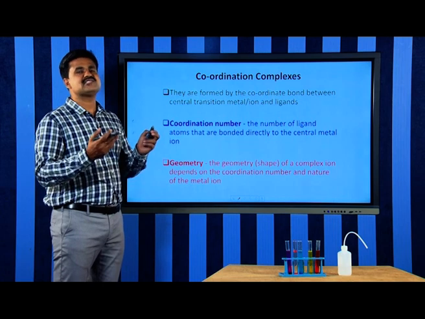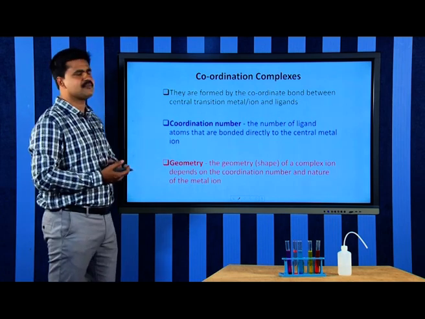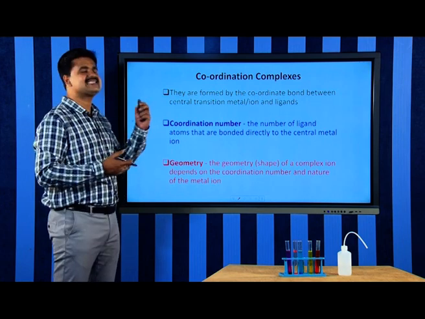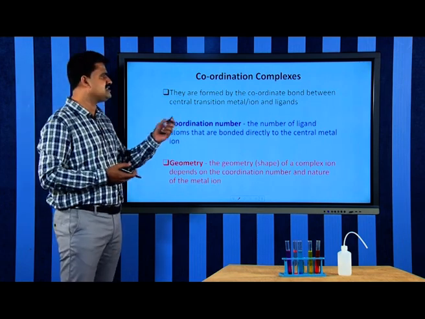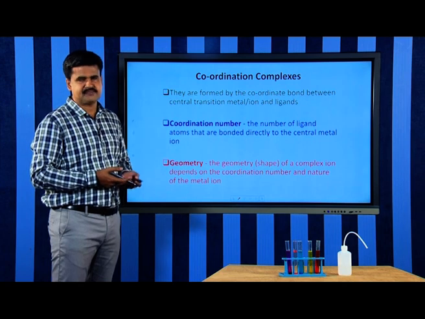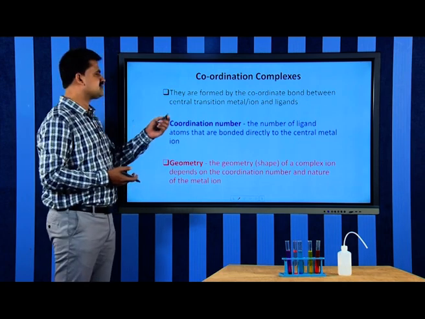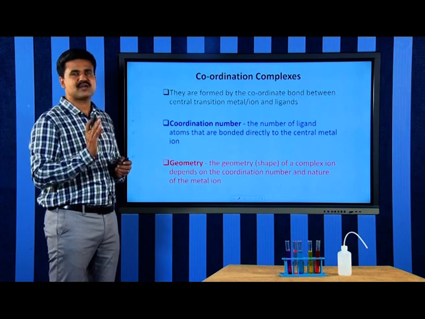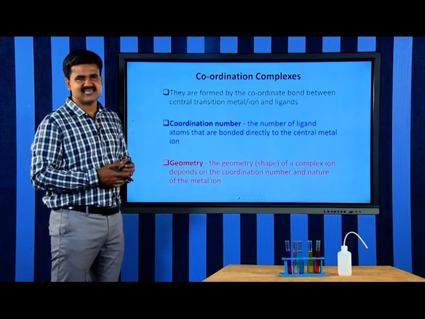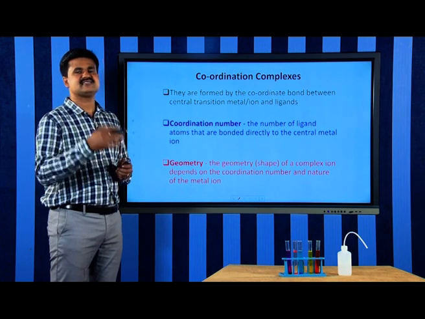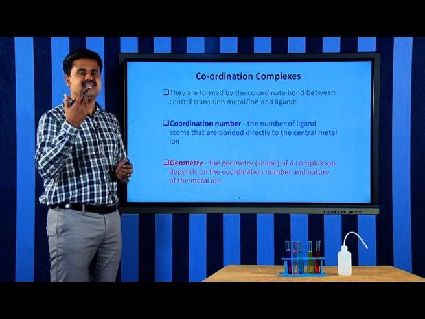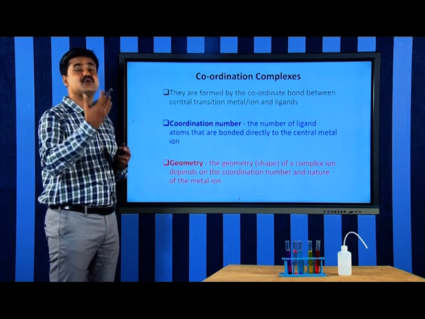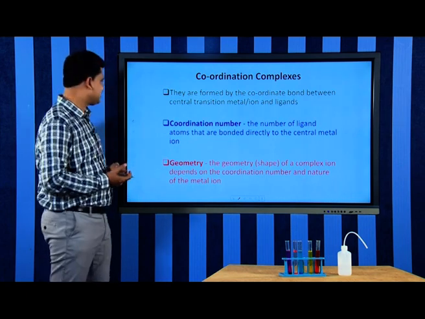Now, coordination complexes. As you are all aware, coordination complexes are formed by the coordinate bond between the central transition metal and ions or ligands. That is, ligands are species which are capable of donating at least a pair of electrons. Even water can act as a ligand, ammonia can act as a ligand, CN- can act as a ligand. Several ligands are there, and coordination compounds and coordination chemistry is another important area belonging to inorganic chemistry.